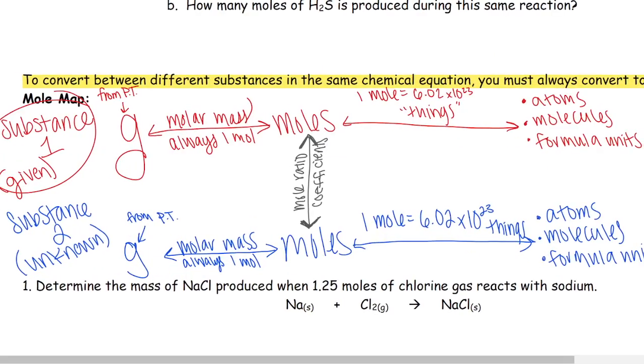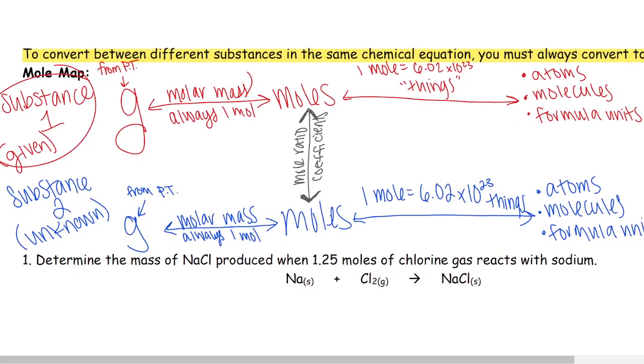So all of the stuff I wrote in red is talking about one specific substance, and all of the stuff I talked about in blue is talking about a different substance. So if you need to convert between one substance and another, the way that you'll know you need to convert is because the question will give you some kind of information, grams or moles or particles of one thing, and then it will ask you for grams or moles or particles of something different.